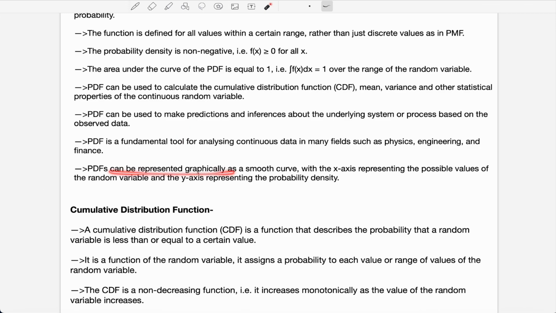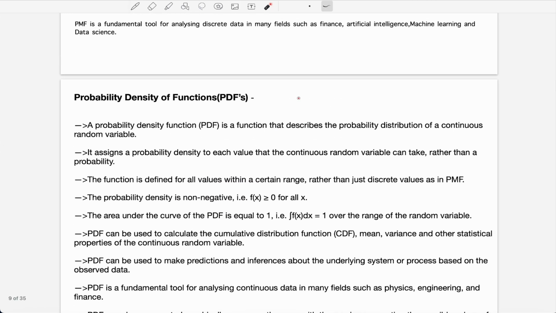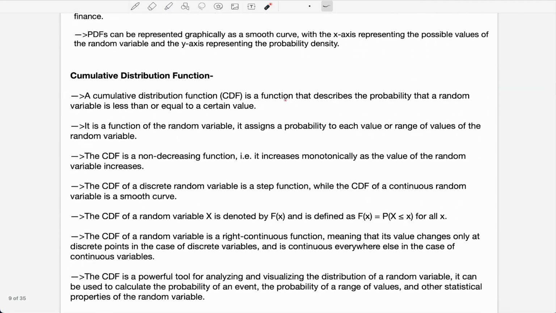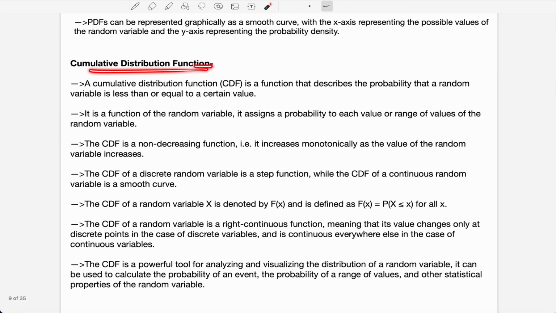It is graphically represented as a smooth curve like this. This is called a smooth curve. I hope you've seen this in our previous lecture. If not, then just revisit those lectures, and you can get a basic intuition about this. After that, we're going to cover the cumulative distribution function.